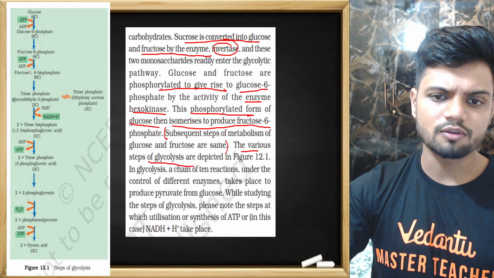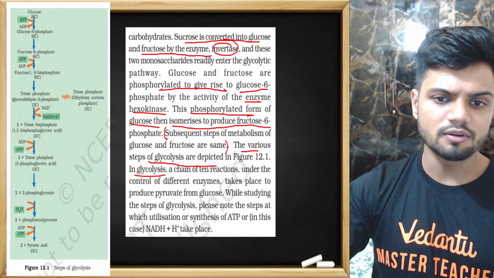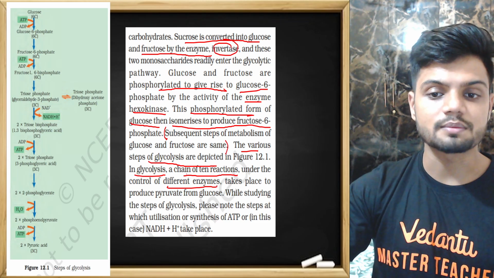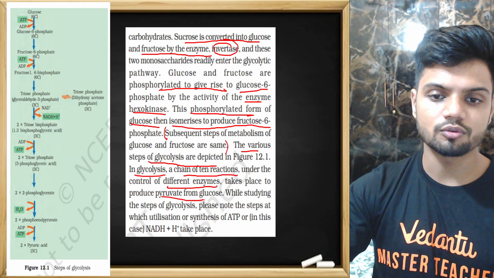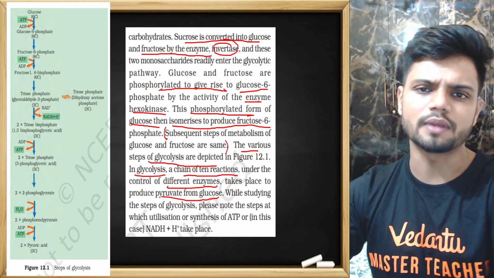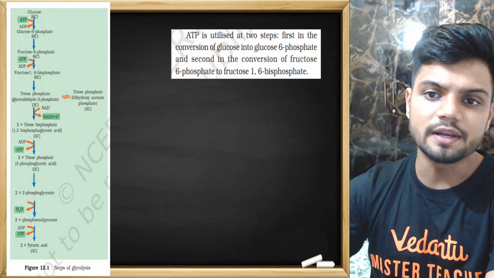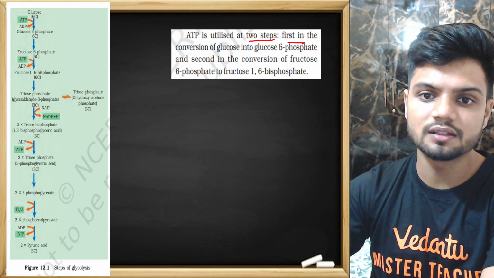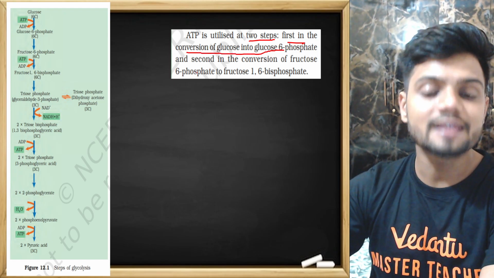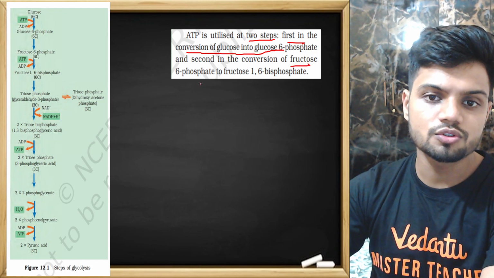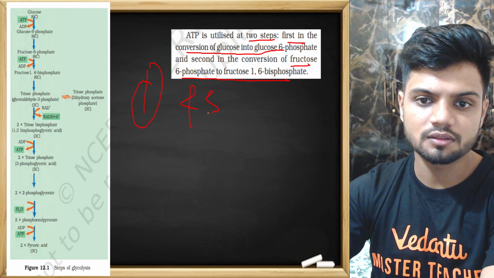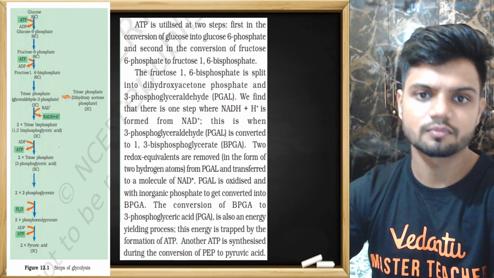The various steps in glycolysis are depicted in the figure. In glycolysis, a chain of 10 reactions, so 10 steps, under the control of different enzymes, takes place to produce pyruvate from glucose. While studying the steps of glycolysis, please note where ATP is being consumed. ATP is utilized in 2 steps. First in the conversion of glucose to glucose 6 phosphate, and the second time in the conversion of fructose 6 phosphate to fructose 1,6 bisphosphate. Basically, the first step and third step in the reaction.